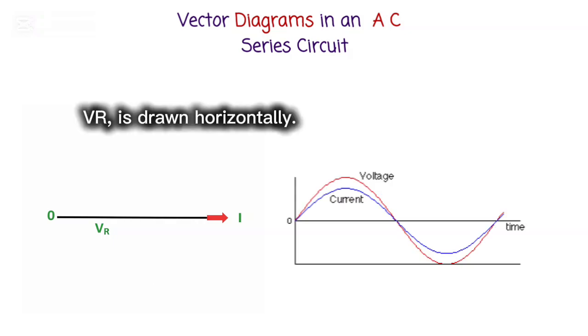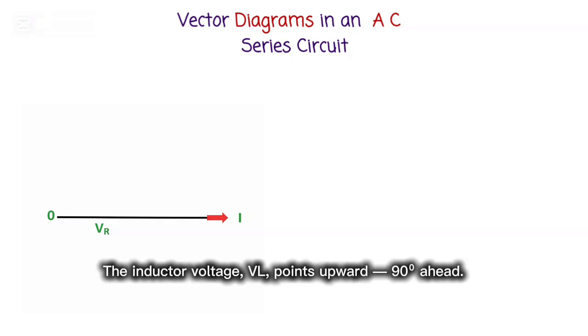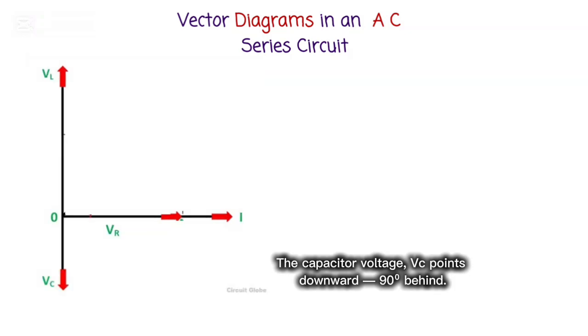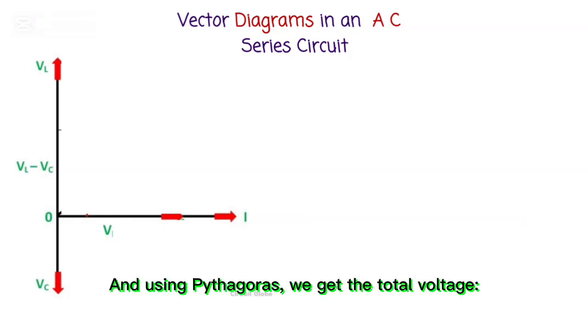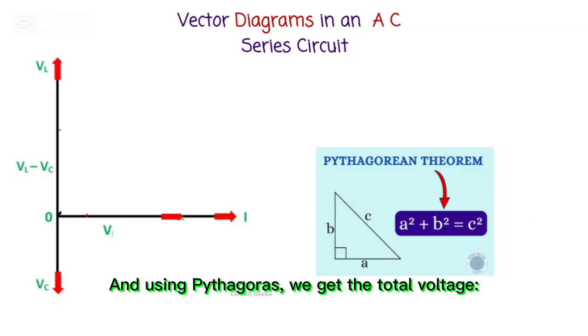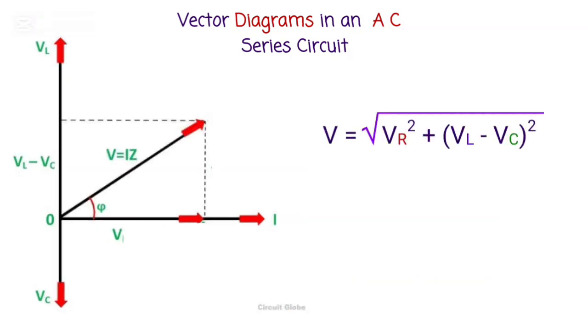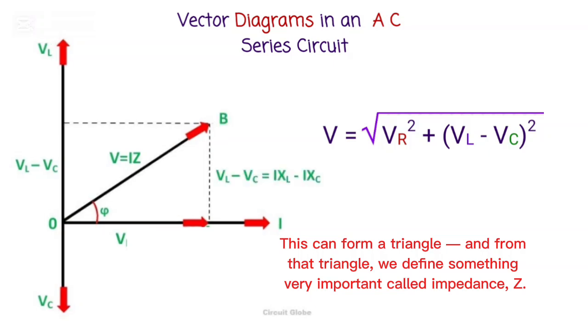VR is drawn horizontally. The inductor voltage, VL, points upward, 90 degrees ahead. The capacitor voltage, VC, points downward, 90 degrees behind. When we combine these voltages, the vertical component doesn't simply add, they subtract. And using Pythagoras' theorem, we get the total voltage V is equal to the square root of VR squared plus (VL minus VC) squared. This can form a triangle.